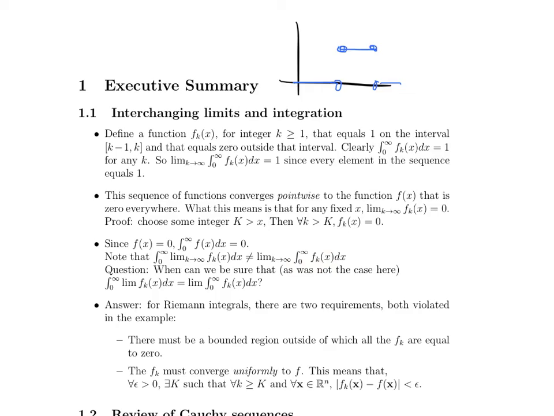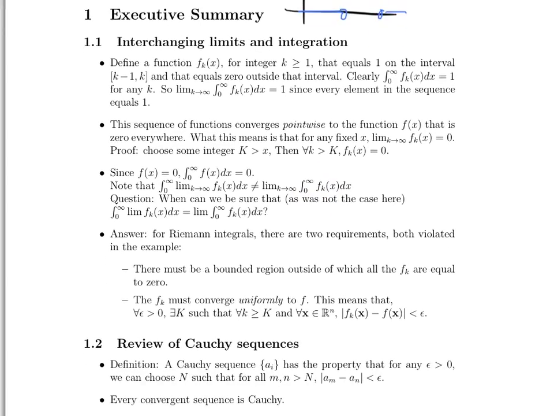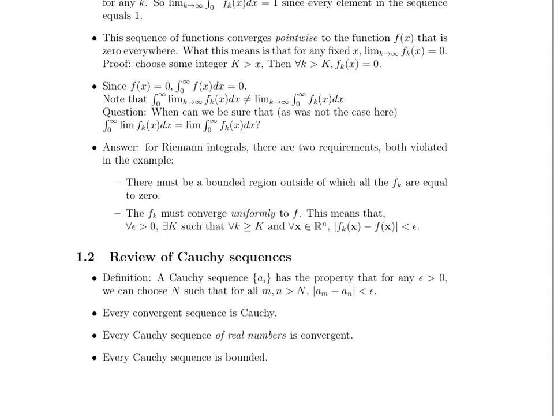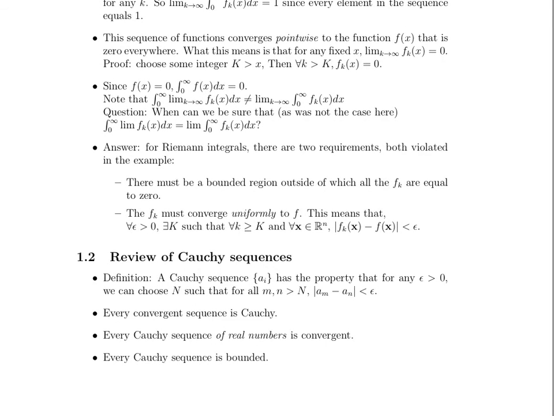Just as a review, we're going to be using a lot of what we learned about Cauchy sequences and sequences in general in the fall semester, again, in this section of the course. So just a reminder of what Cauchy is. If you have a Cauchy sequence whose terms are denoted a sub i, that means that for any epsilon greater than 0, we can choose an index such that for any two terms that come beyond that index in the sequence, the distance between them will be less than epsilon.